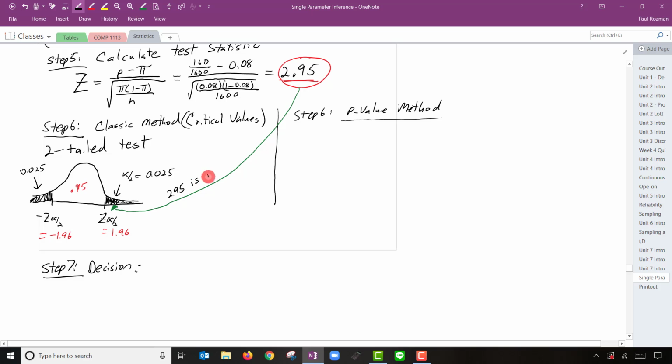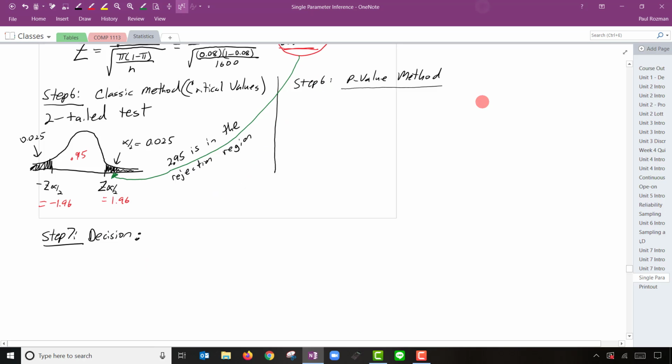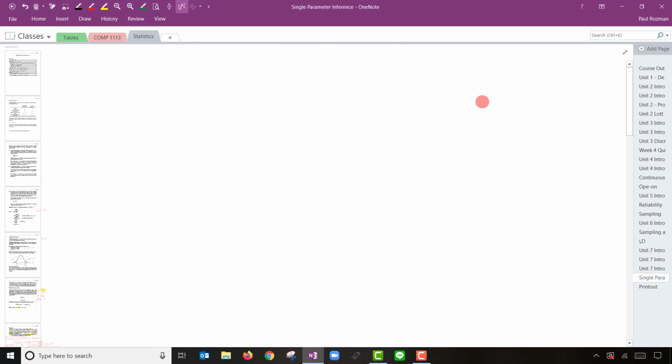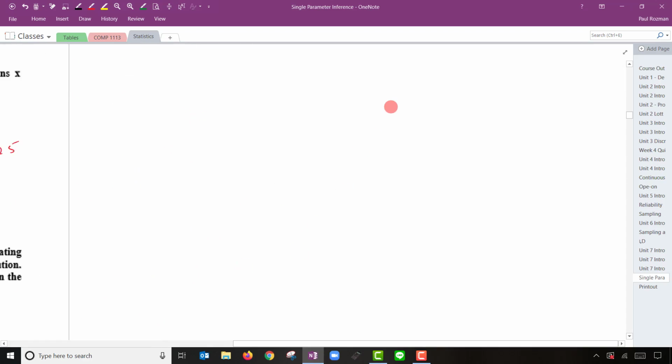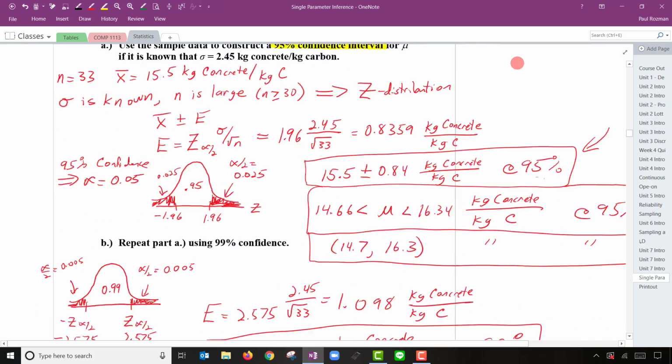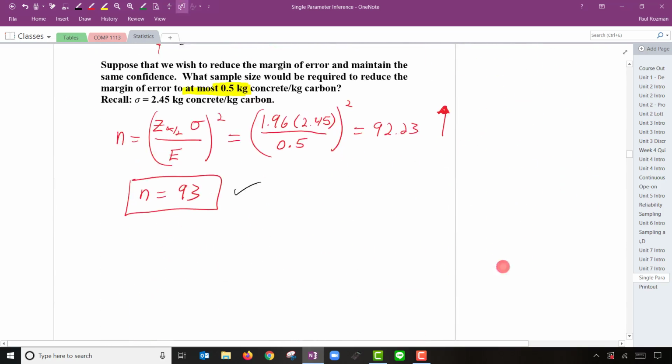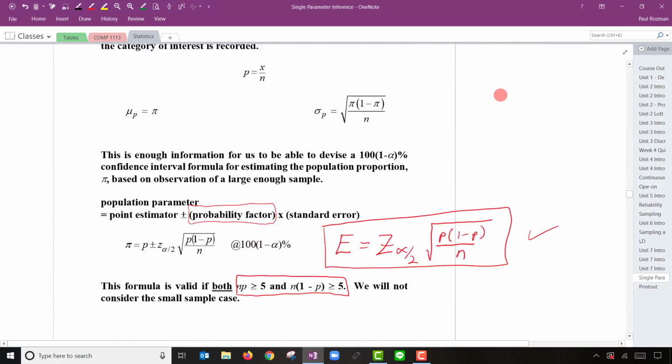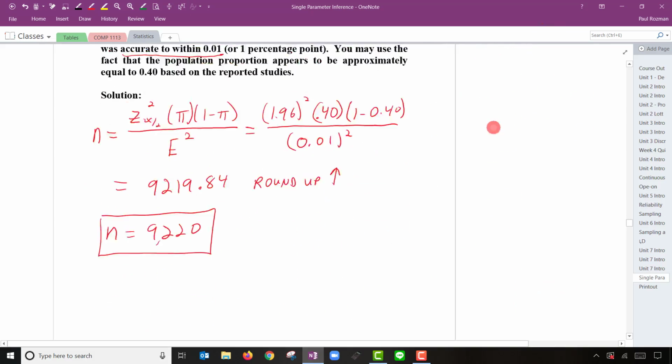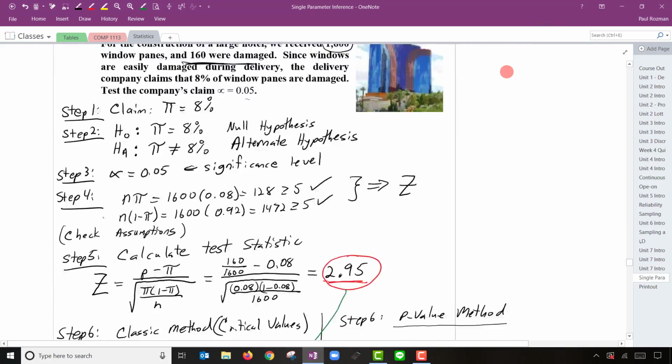2.95 is in the rejection region. So our decision will be... Whoa. Bear with me. Lost my page here. Right at the punchline.